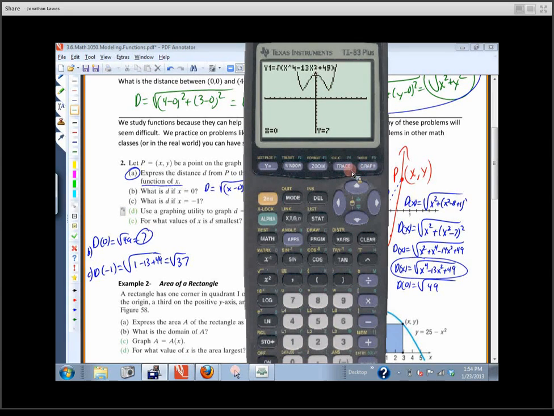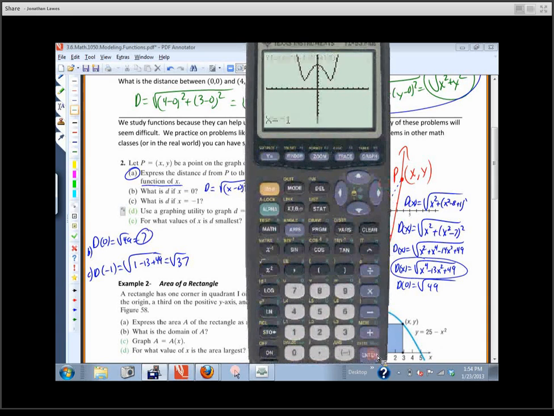If I hit trace, if you plug in a 0, it should tell us the answer we got right here. Now, somebody on their calculator, what was it, really, 6.12? 6.08. 6.08. Watch. I'm going to type in a -1. This is going to jump to that point. The distance is 6.08. So it told us the same thing.